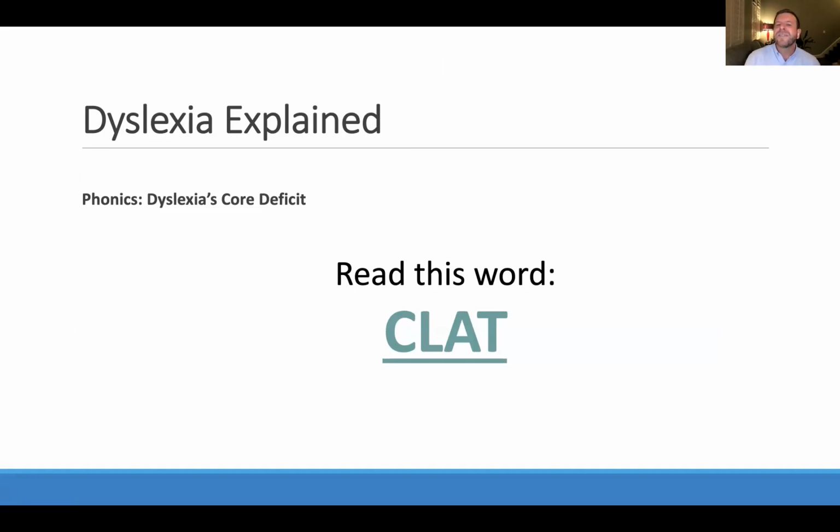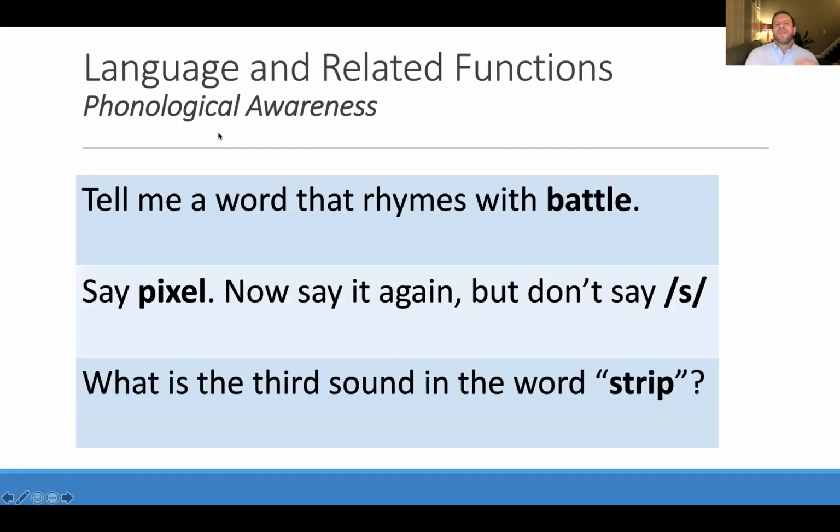So much so that when we actually test for dyslexia, many times we have them read, but then we dig in more and use language-based ways of assessing. To give you an example, these are examples of tests when we talk about testing phonological awareness with measures like the CTOPP, which are good, strong measures. We're actually asking someone to process the sounds in words. So tell me a word that rhymes with battle. Say pixel, and now say it again, but don't say pickle, right? What's the third sound in the word strip?